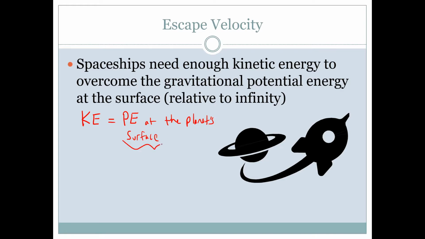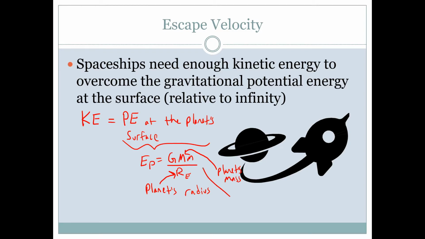And this energy at the planet's surface is going to be the potential energy as calculated by this equation. Now, RE will refer to the planet's radius, and big M would refer to the planet's mass. And little m would basically be our spacecraft.